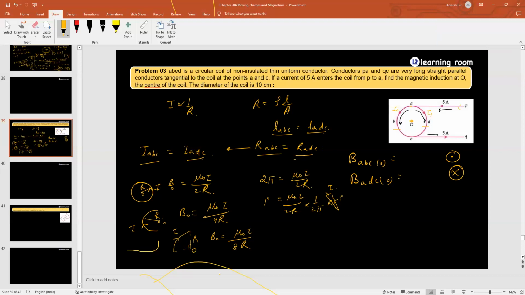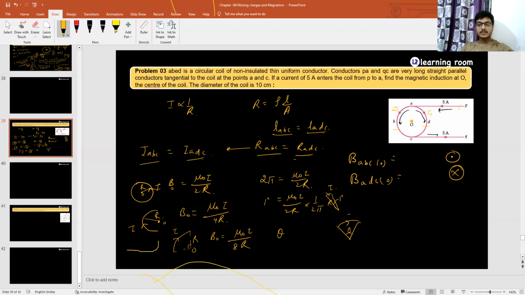So for any random theta angle, it will be mu naught I upon 2r into theta upon 2 pi. This is what you have to remember. Put theta 180 degree, just pi, you'll get the semicircular formula. Put theta 90 degree, pi by 2, you'll get the quarter circle formula. Put theta equal to 2 pi, you'll get the whole circle formula. Agree or not? This you should remember. Got it?